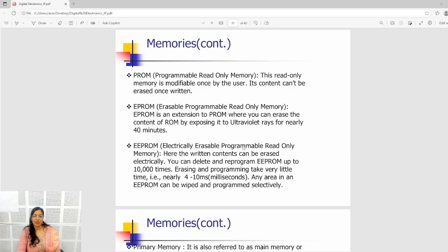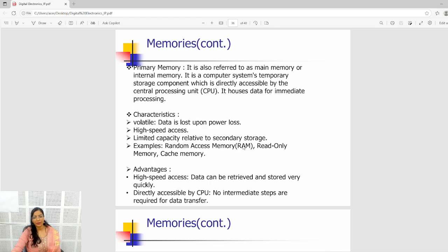EPROM is an extension to PROM where you can erase the content of ROM by exposing it to ultraviolet rays for nearly 40 minutes. Then we come to E-square PROM, which is electrically erasable programmable read-only memory. Here, the written contents can be erased electrically. You can delete and reprogram E-square PROM or EEPROM up to 10,000 times. Erasing and programming takes very little time, nearly 4 to 10 milliseconds, and any area in E-square PROM can be wiped and programmed selectively.